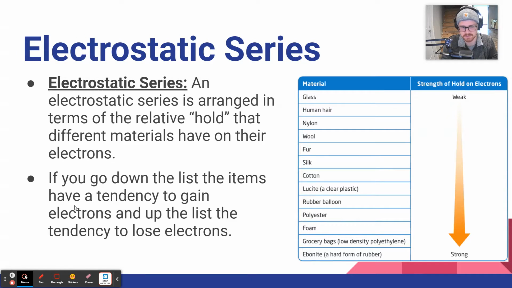So if you go down the list of items, the items have a tendency to gain electrons. Up the list, they have a tendency to lose electrons. So here, human hair loses electrons, and it loses them to balloons if you rub balloons on your hair, whereas a rubber balloon is going to keep those electrons. Foam will keep those electrons that it already has, or will take some electrons from something else, depending.